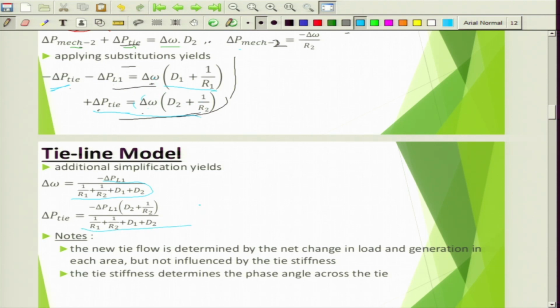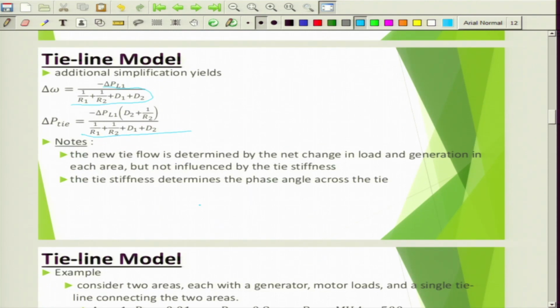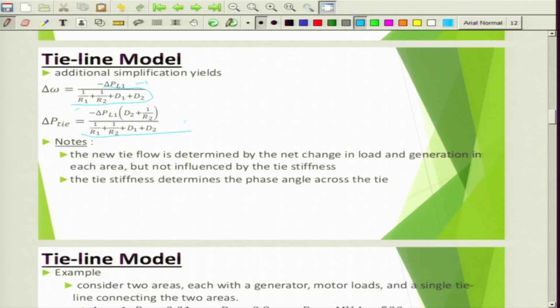So finally you got an expression for delta omega, which is change in frequency, and the change in tie line power flow. That is expressed in terms of the parameters you see here. One is you should know how much is the change in load deviation, delta PL1. Delta PL2 is 0. Change in load deviation is happening only at network 1, and we have these constants which are already known to us, the droop coefficients R1 and R2, and D1 and D2, which are frequency dependent load components, right. So this is already known to you.